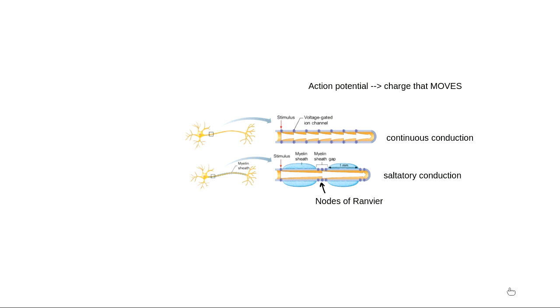I know I had a comment here. Let me go check on that comment. Okay, so Parker said, instead of traveling down the whole axon, myelin allows the message to skip between the nodes of Ranvier. Absolutely. That's a great way to think about it.